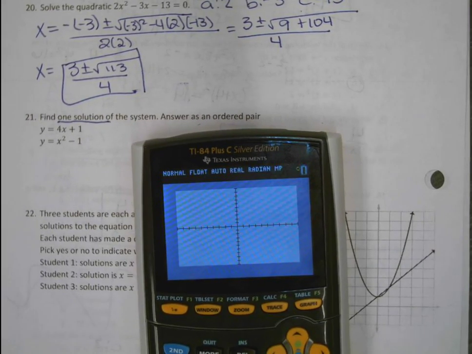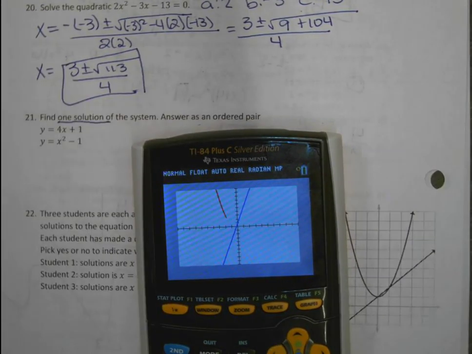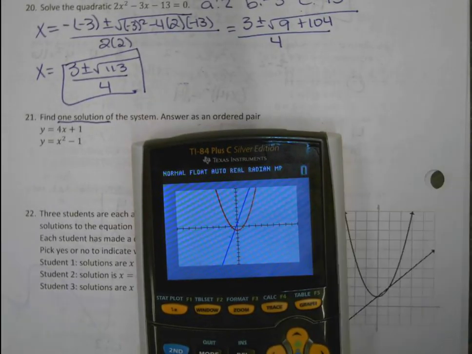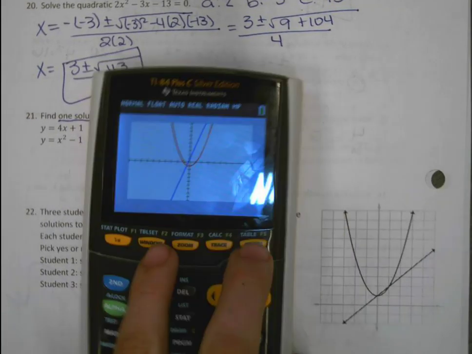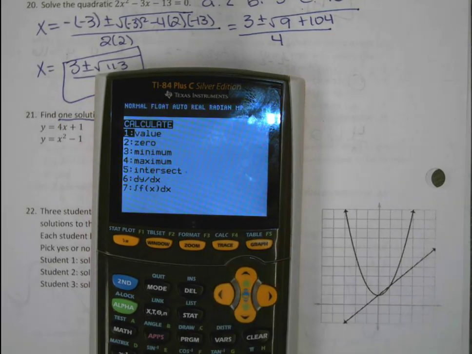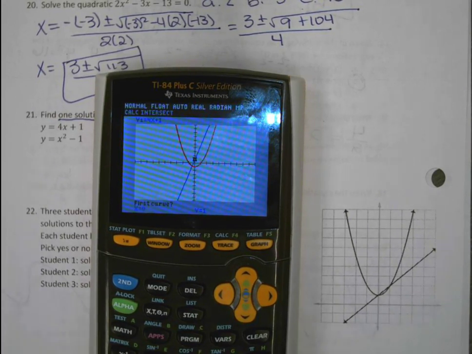Okay, so now that I've fixed the problem with my calculator, we're looking for where they cross. So it crosses right here. Rather than just try and guess, I'm going to press the blue second button, and then I'm going to press the trace button. And then I'm looking for where they cross. Another word for cross is intersect, so I'm going to pick choice 5. The first time I press enter is to pick the blue line. The second time I press enter is to pick the red line. And the third time is because it thinks it's fun to guess. I just press enter, and it will tell me my answer.